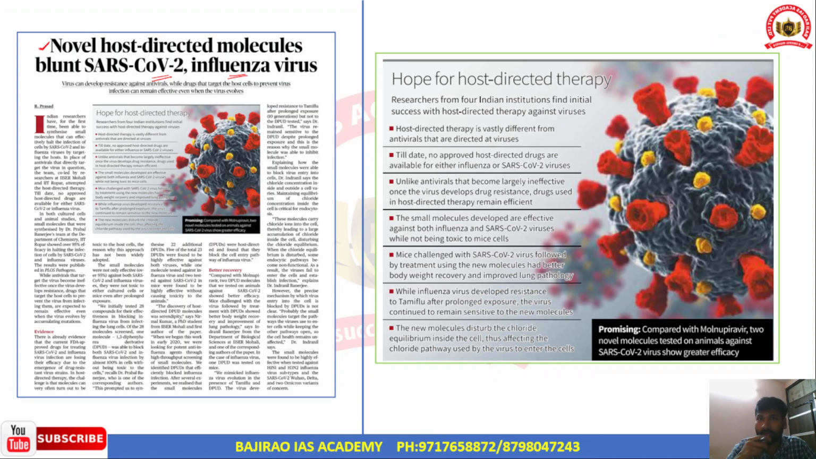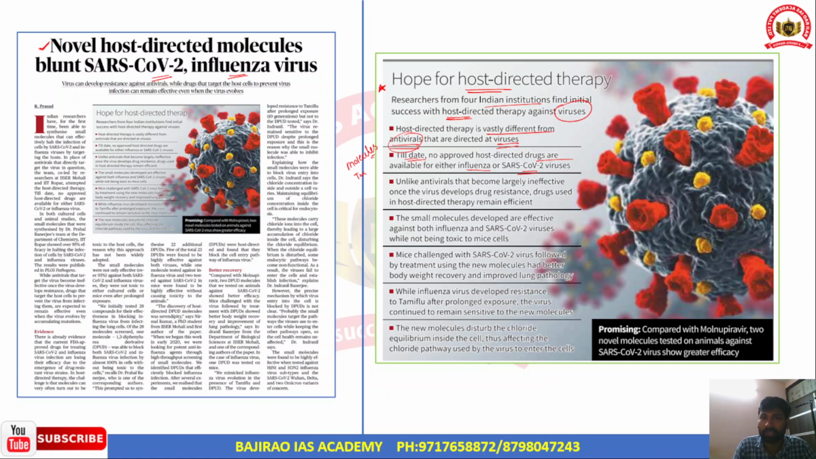Okay, now briefly we have to discuss what has been given in the newspaper. Okay, so this is a brief summary. Hope for the host directed therapy. Researchers from 4 Indian institutions find success in the host directed therapy against viruses. Okay, so host directed therapy is vastly different from the antivirals, because antivirals focus on viruses, not cells. As of now, there are no approved host directed drugs available for either influenza or SARS-CoV-2 viruses. Why not available? Because these molecules may develop toxicity, or they may turn toxic in the host cells.